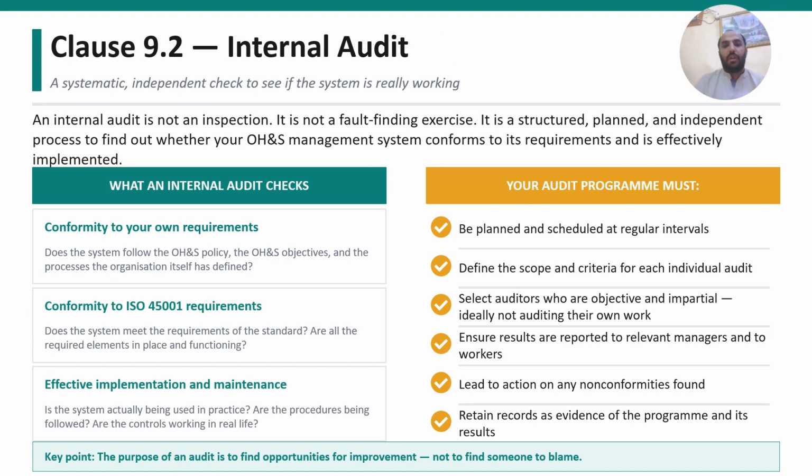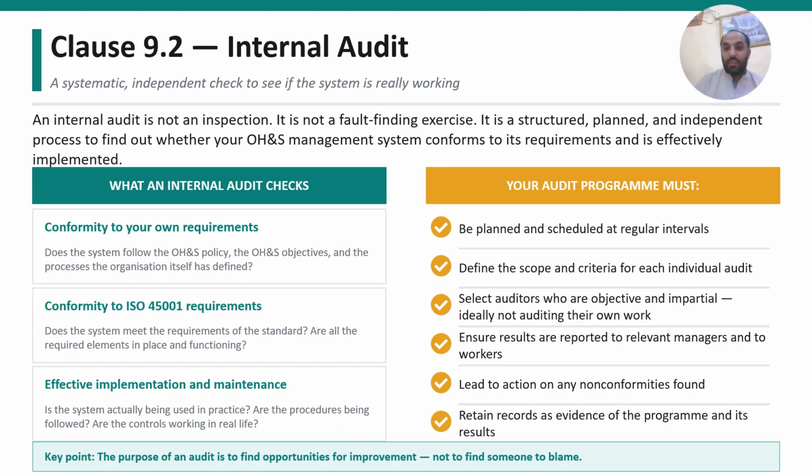Now we come to the internal audit, which is clause 9.2. I want to begin by clearing a misunderstanding that I encounter quite often. An internal audit is not the same as an inspection. It is not a walk around the site looking for hazards. It is not a performance management exercise. And it is absolutely not a fault finding exercise designed to catch people doing something wrong.